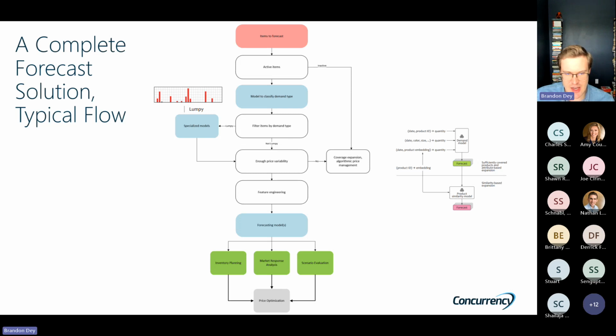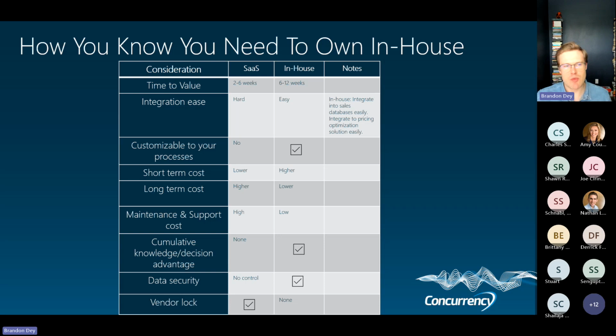There's a lot on this slide, and there's a lot on these topics. I'm going to try to summarize really how you know you need to own this in-house, right? Is it really worth all the engineering complexity to develop this in-house, or should we pursue a SaaS solution? There's no one-size-fits-all to this. It does kind of depend on a variety of things. Outlined in this table is a variety of those things and kind of what you get with each.